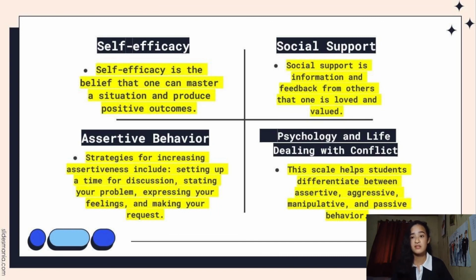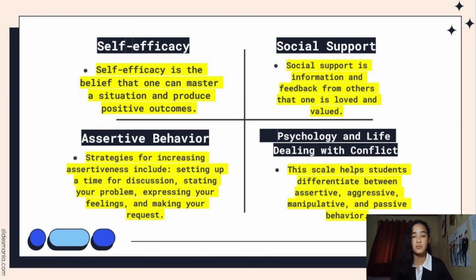The next one is assertive behavior. There are strategies for increasing assertiveness, including setting up a time for discussion, stating your problem, expressing your feelings, and making your request. Acting assertively results in empowerment, control, and positive relationships. Assertiveness builds equal relationships.